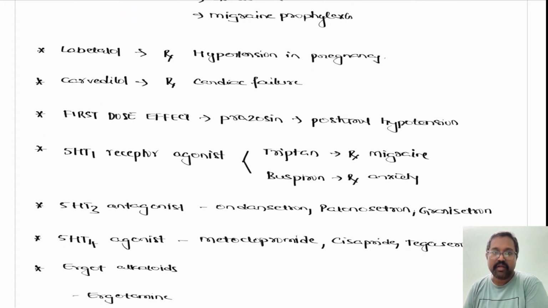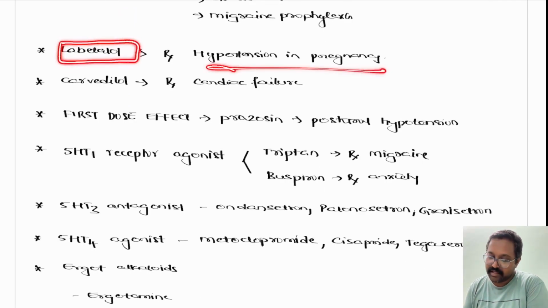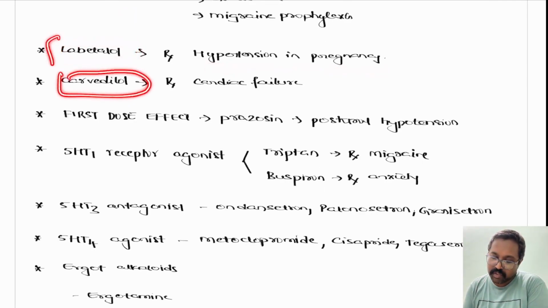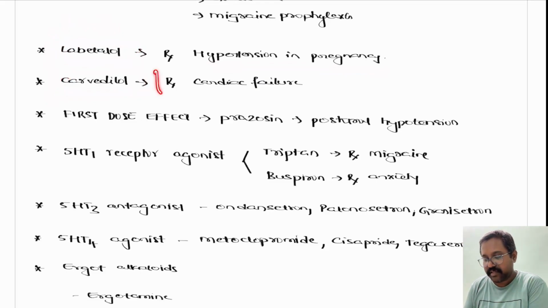Next we have labetalol. Labetalol is a drug of choice in case of pregnancy. It is the antihypertensive drug of choice in pregnancy. We have carvedilol. Both labetalol and carvedilol block alpha as well as beta receptors, and carvedilol is preferred during the treatment of cardiac failure.